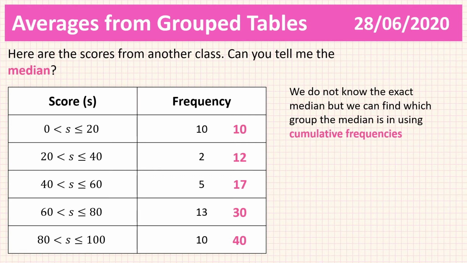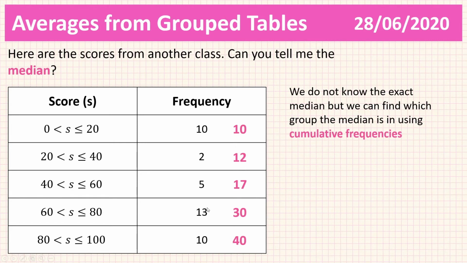Now, there's only one more average left that we haven't looked at. We know we can't find the range because we don't know what the values are. We can't find the exact mode, but a modal group we can find. We've just said we can find a median group, so we can find the group where the median is. We roughly know it's going to be between 60 and 80.